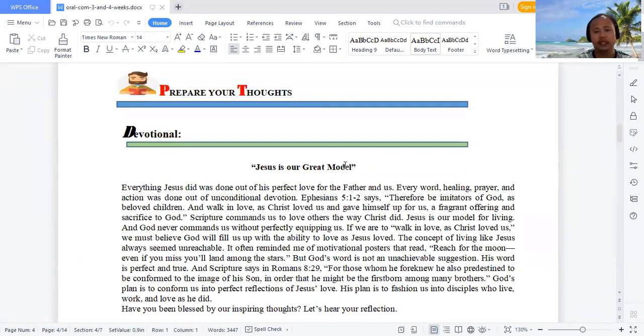First here is our devotional part. It says here that Jesus is a great model. Of course, it is imperative that Jesus is our model of everything. All right. Okay. So elements of communication.